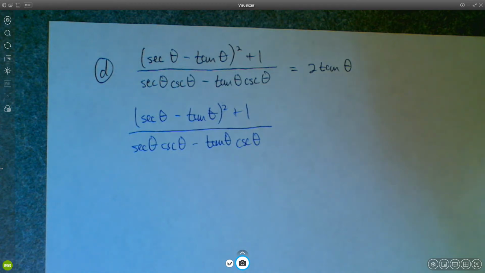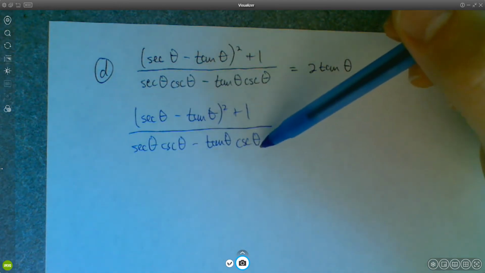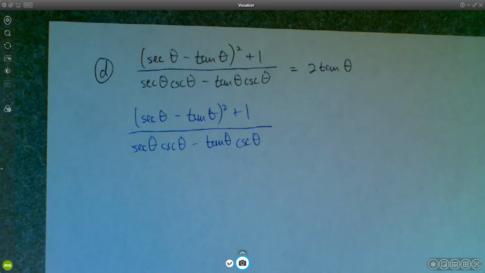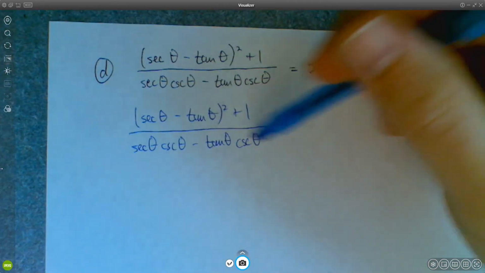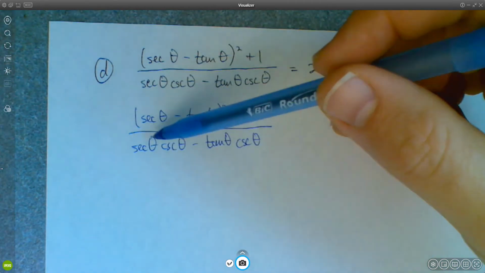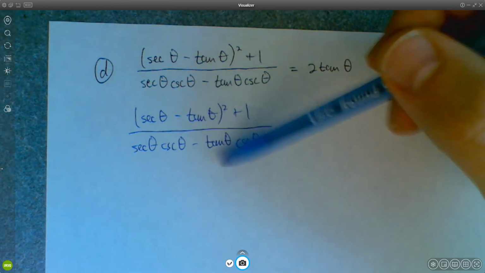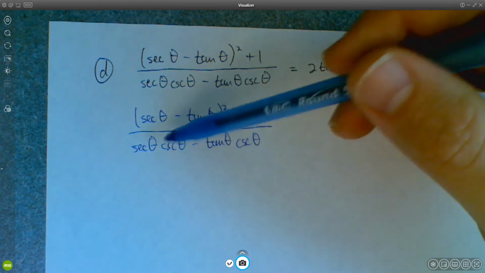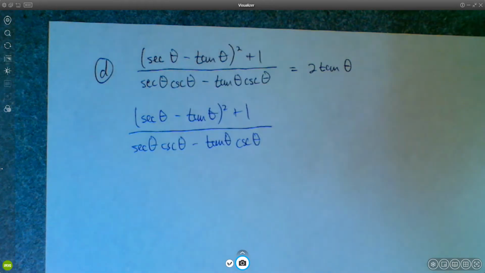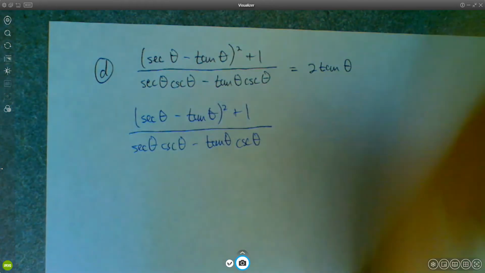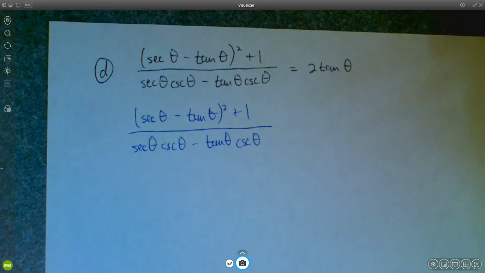Not exactly sure what to do there. In the denominator, we can definitely factor out a cosecant theta. Again, I'm not sure if that's particularly useful. If we were to factor out the cosecant theta, then we'd have a secant minus a tangent. Secant is 1 over cosine, tangent is sine over cosine, so it would just be 1 minus sine over cosine. We could clear everything by multiplying by a cosine theta.